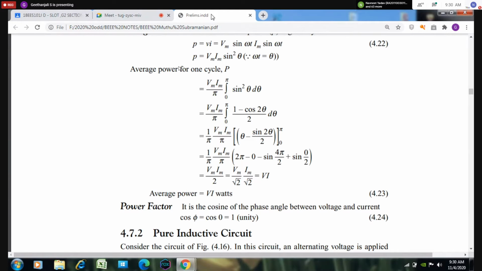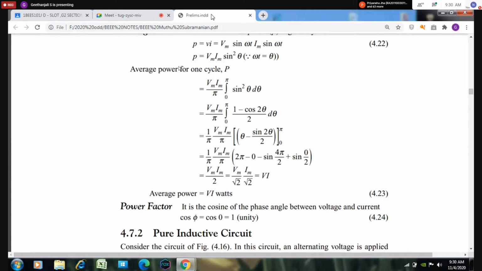Power unit is watts. Then power factor. We know that phi is equal to 0. So the power factor in this sense is the cosine of the angle between the voltage and current. It is the cosine of the phase angle between the voltage and current. Already you know, you have studied in your schooling itself. So phi is 0, no phase difference between the voltage and current. So cos phi is equal to cos 0, which is equal to 1, unity.